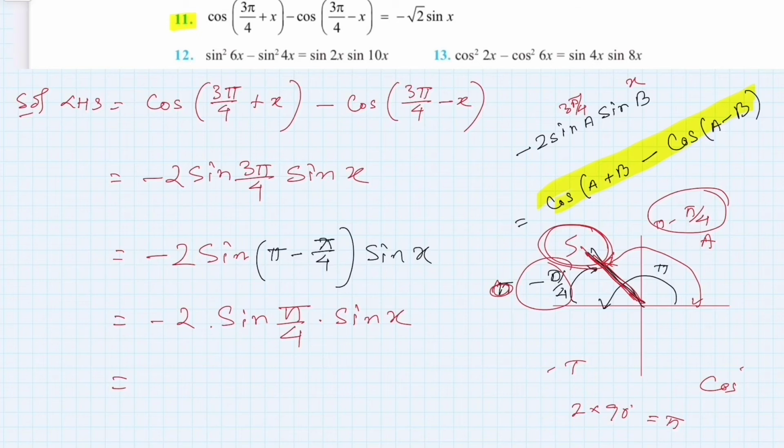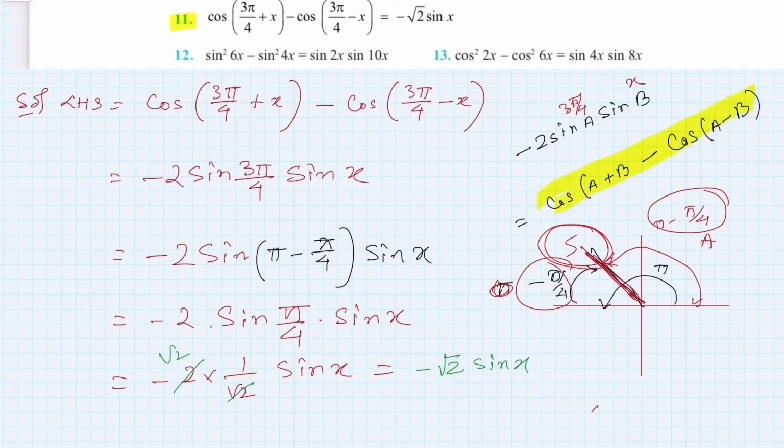Okay, so now what is the value of sine pi by 4? Sine pi by 4 means sine 45, that is 1 by root 2, times sine x. Now cancel 2 by root 2, then you will get root 2 here. So our result is minus root 2 sine x. Okay, and this is the right hand side, hence proved. That's how we can prove this. So this is the solution of question number 11.